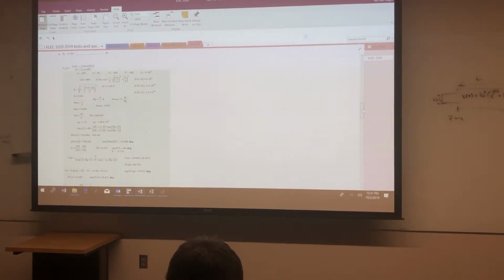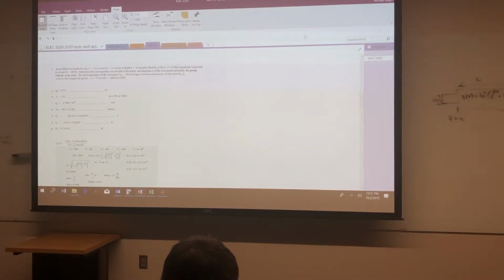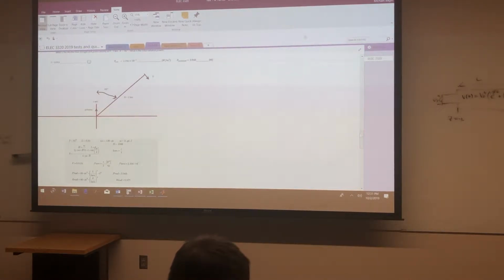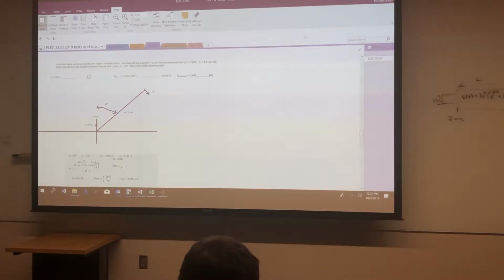Problem 2. Now problem 3, go to test A again. Problem 3 was a short dipole. I think I telegraphed this one. I said you're going to get a short dipole. You have to know the short dipole, right? Have to know. So I simply said that I have a current on the z-axis, at 1 gigahertz, 3 amp current, and its length is 1 centimeter. I thought this problem would be, everybody would get it perfect.